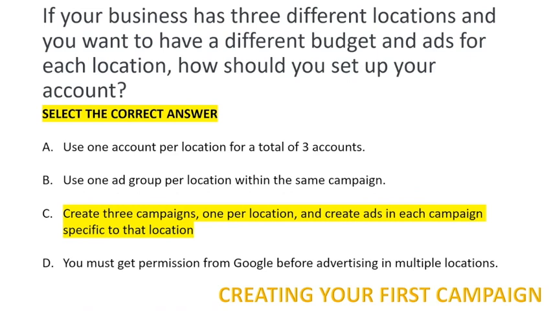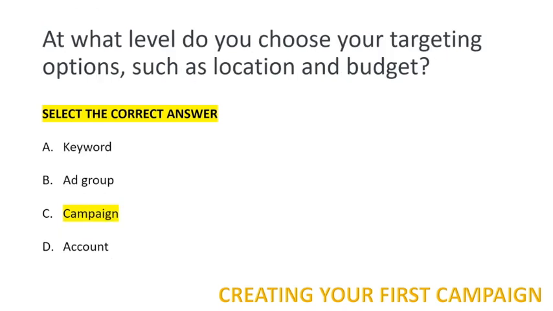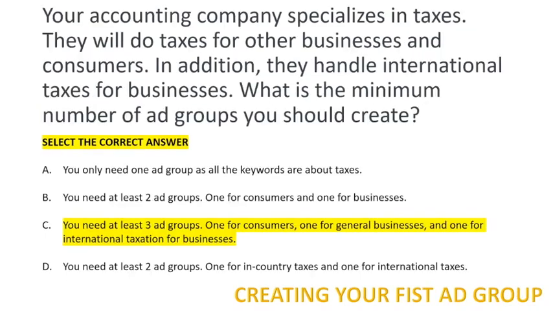If your business has 3 different locations and you want to have a different budget and ads for each location, how should you set up your account? A. Create 3 campaigns, 1 per location, and create ads in each campaign specific to that location. At what level do you choose your targeting options, such as location and budget? A. Campaign.